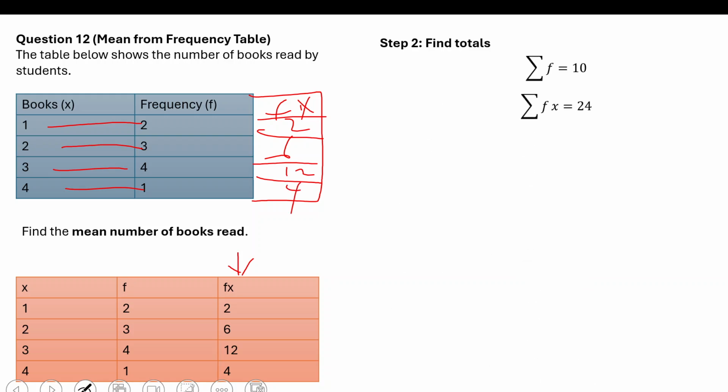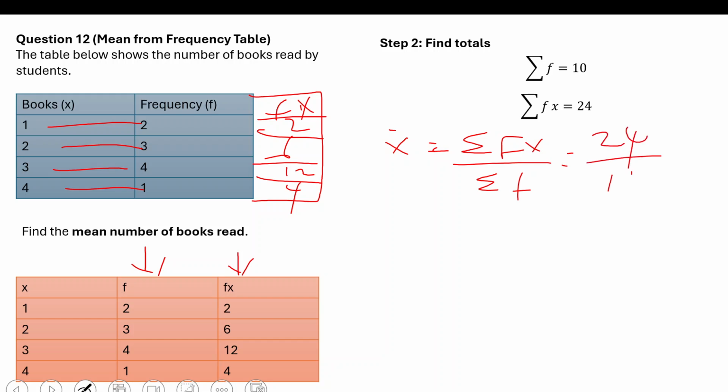So the next thing we'll do is to sum up the fx column. The mean is equal to sigma f of x over sigma f. So I've summed up f of x as 24. So 24 all over 10 will give us 2.4. All right.